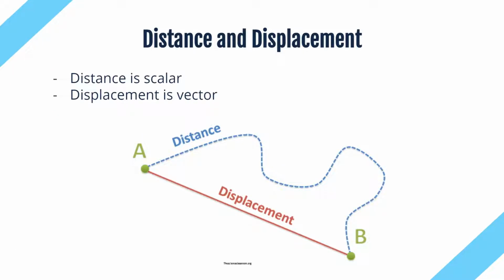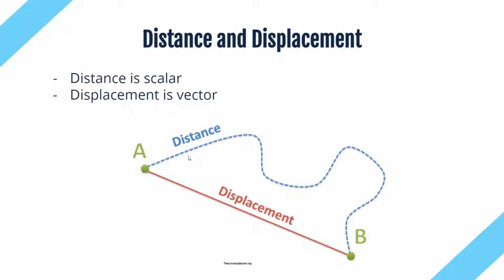Alright, so the very basics of kinematics involves distance and displacement. So the main difference here is that distance is a scalar and displacement is a vector, as well as distance essentially being related to a path, while displacement is essentially path independent. What I mean by this is distance is essentially the total amount you travel.